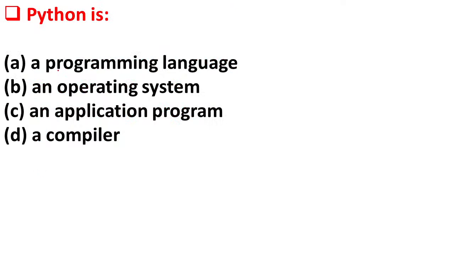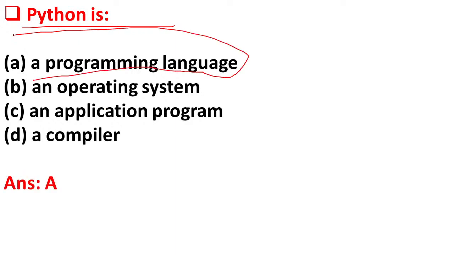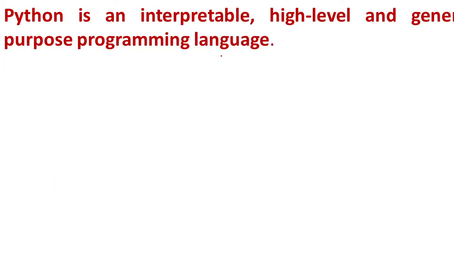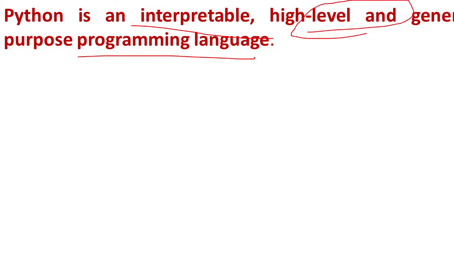The next question is, Python is: option A, a programming language; option B, an operating system; option C, an application program; option D, a compiler. So what is Python? Four options are given here. The right answer is that Python is a programming language. Remember, Python is a programming language. It is an interpreted, high level, general purpose programming language.